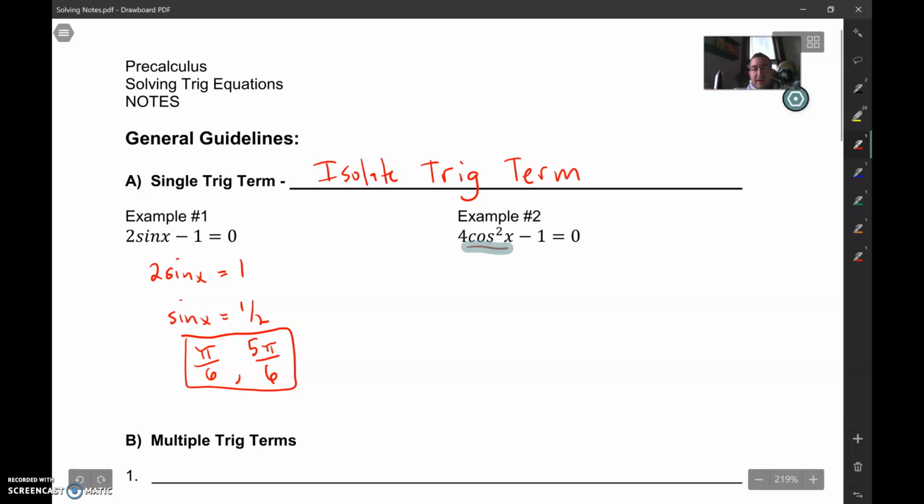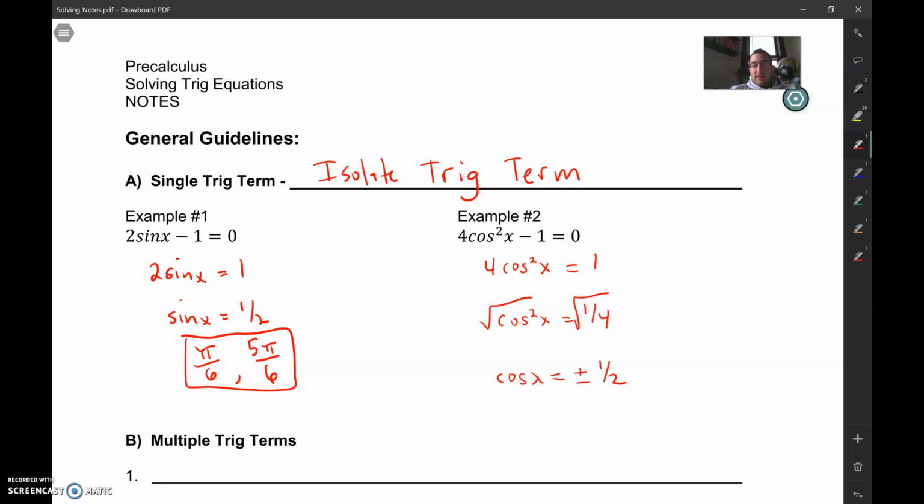Okay, let's do the same thing over here, but notice the cosine is squared, so our algebra is going to change just slightly. So we're going to add 1 to both sides, because my goal is to isolate the trig term. So I need to divide by 4. And then this cosine squared, that's just like an x squared. The way you deal with that is you square root it. So we have cosine of x equals plus or minus 1/2.